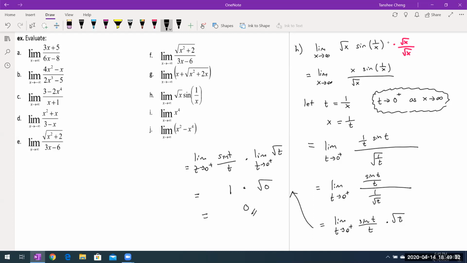So the main idea of this example is learning this technique, changing the variable. And when you change a variable, the limit has to be considered differently also.